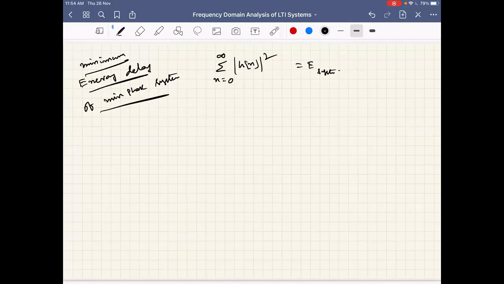And now how do we characterize it, if we assume that there are m coefficients in the impulse response? Hence the energy of the system is defined as the sum over n equal to 0 for a causal system. That's why it is starting from 0. Okay, n equal to 0 to m, with m assumed finite, of h of n whole square.